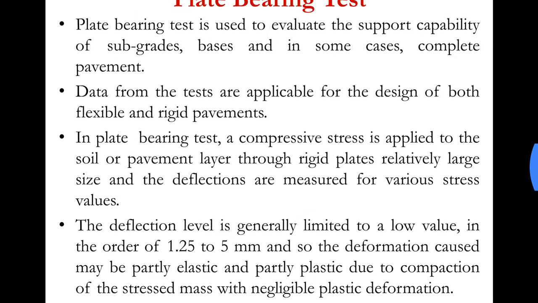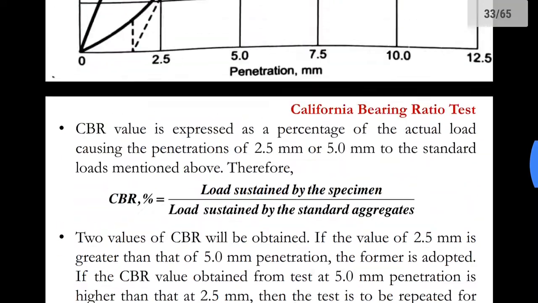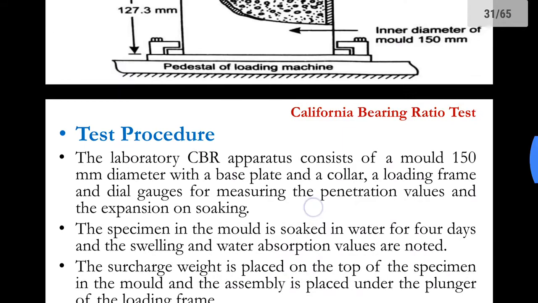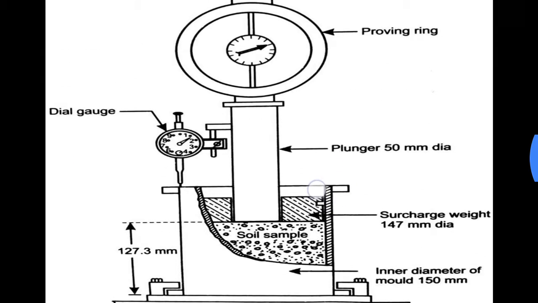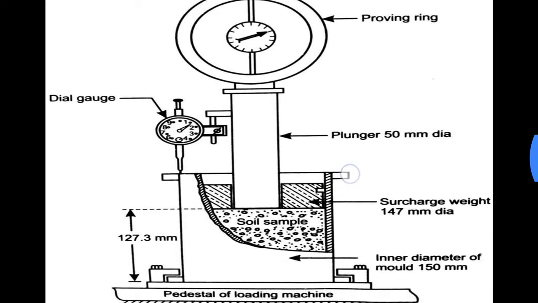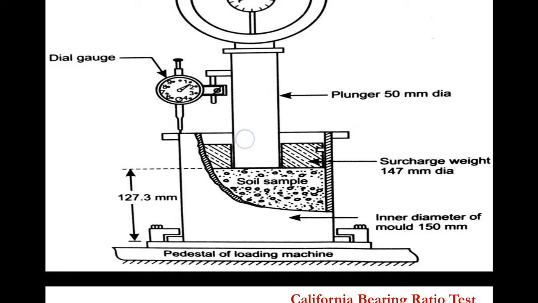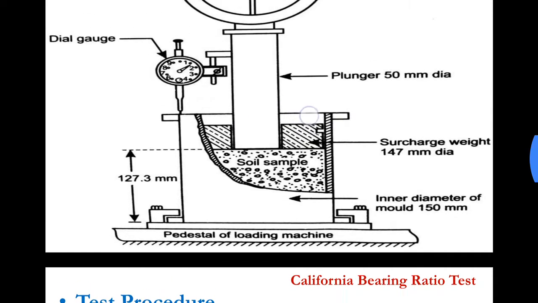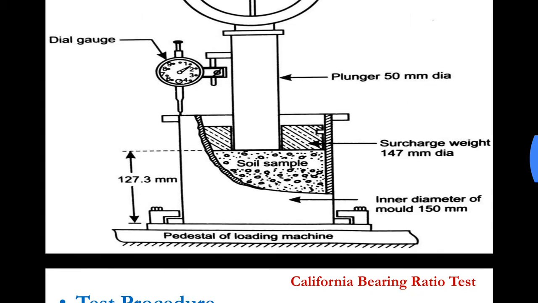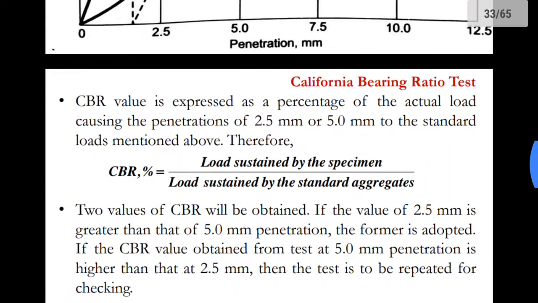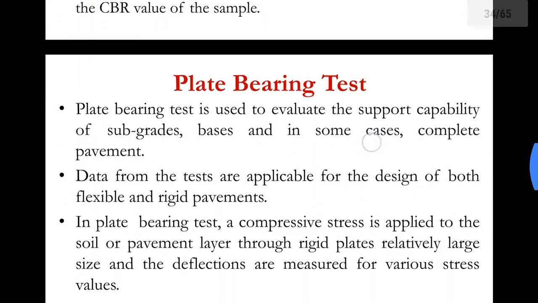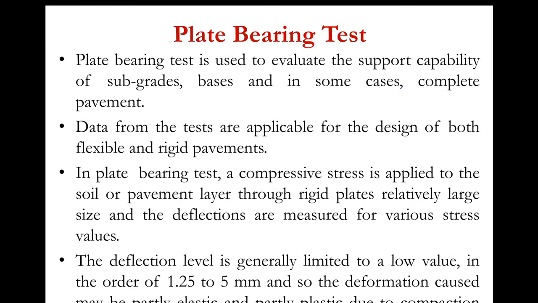Now this test here is similar to the CBR test. But in the CBR test, what we were doing is we were using a plunger. This plunger had a small diameter of 50 mm. Through this plunger we were penetrating the soil and recording the load versus penetration values and plotting a graph.